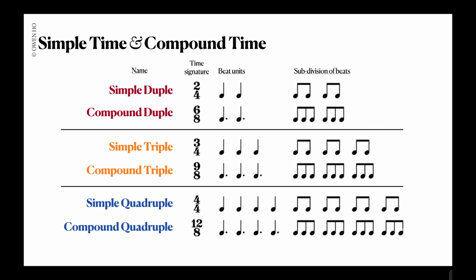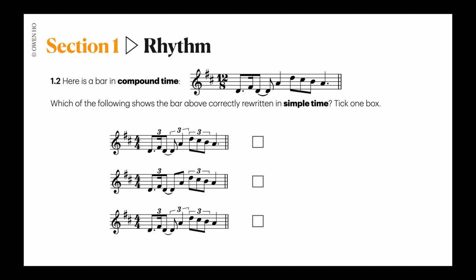Now that we have learned about simple time and compound time, let's come back to the question. We're given a bar in compound time, and we need to choose one of the following bars that correctly rewrites the time into simple time.